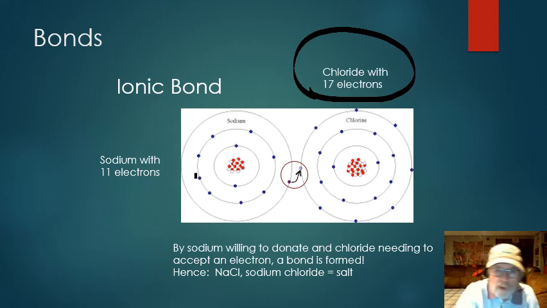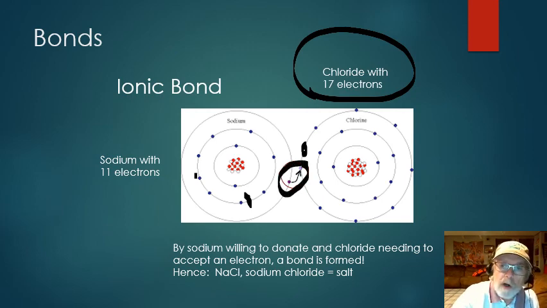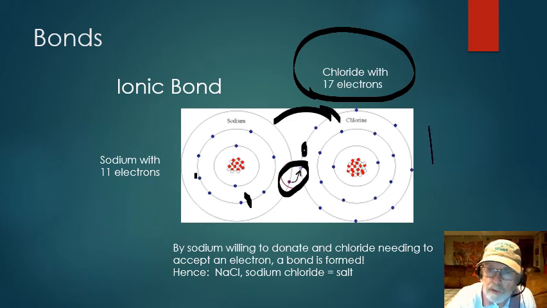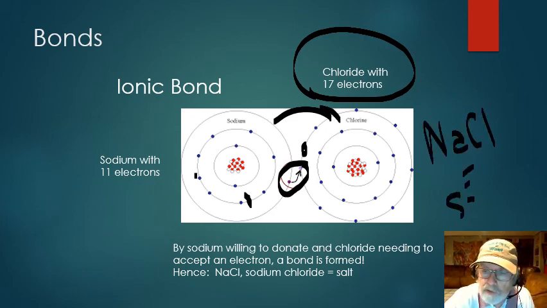I'd be more stable with this shell right here and not worry about that one. And this one says, well, you know what? I could fill my outer shell with that extra electron. So they combine that electron. What does that do? That combines the sodium and the chloride, and it creates what we call NaCl, which equals salt.